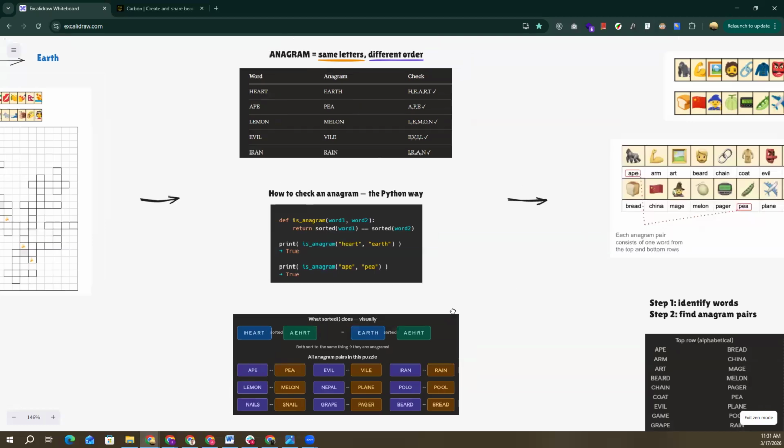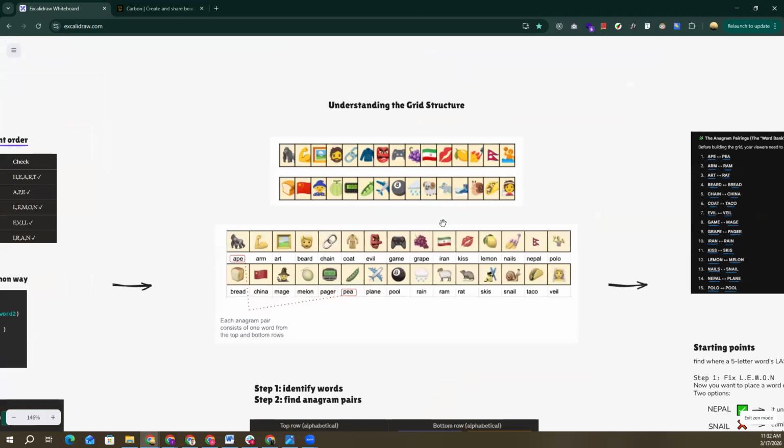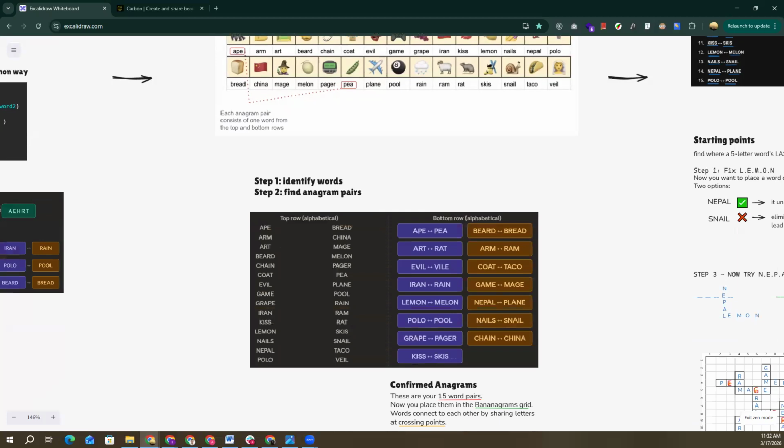Okay, so now look at the actual puzzle. You have two rows of emoji. Top row has 15 emoji, bottom row has 15 emoji, and both rows are given in alphabetical order of the word each emoji represents. Your job, step 1, is to figure out what word each emoji means. Then pair each word from the top row with its anagram from the bottom row. One word from top, one from bottom. Every top word pairs with exactly one bottom word. Here's the confirmed full word bank from both rows.